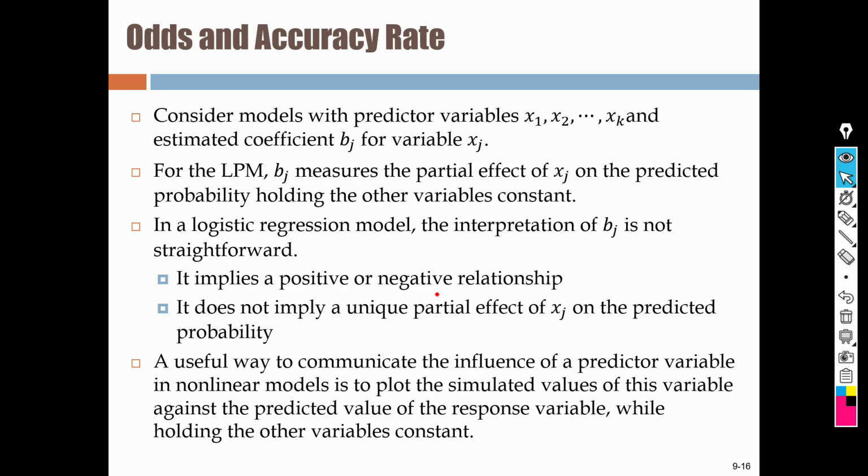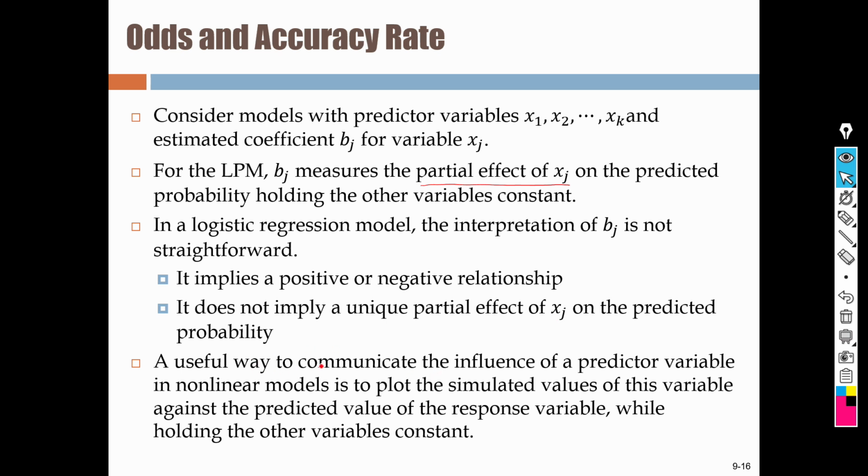So what is odds? In LPM, the linear probability model, the bj measures the partial effect of xj on the predicted probability. However, in the logistic model, it's not straightforward, because we have to get through these exponential things. It implies a positive or negative relationship. It does not imply a unique partial effect of xj on the predicted probability. Again, it goes through the whole complicated formula.